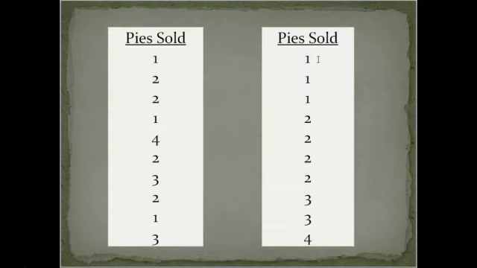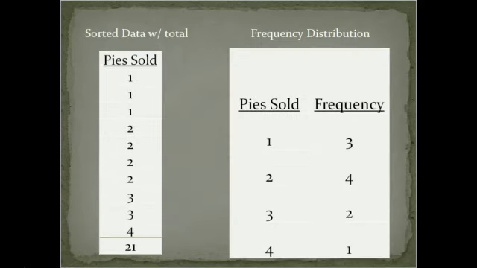And you see it's much easier to see how many times we sold one pie, how many times we sold two pies, etc. Okay. Now what we did in the last video was actually build a basic frequency distribution, and so here's what it would look like. There were 3 times that we sold one pie, 4 times that we sold two, etc., etc. All we're going to do is take this frequency distribution and add to it to create a cumulative frequency distribution.